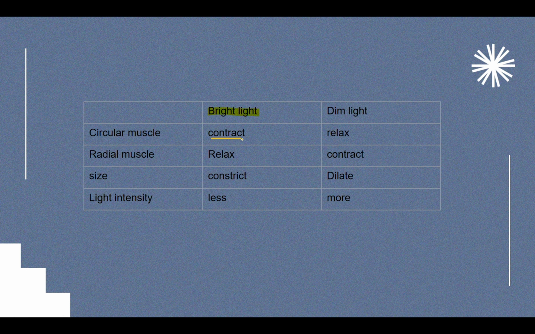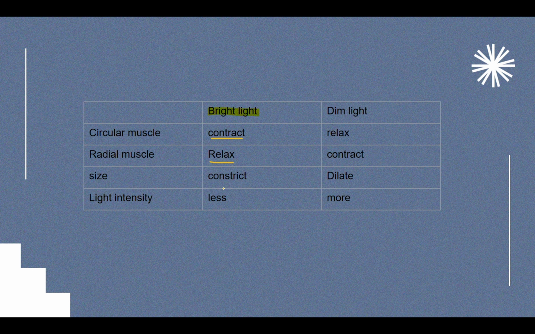The circular muscle will contract while the radial muscle would relax. And then we have the size of the pupil itself. What will happen? The size of the pupil would constrict, so it will become smaller. So if you place a flashlight into your eye, you can see that your pupil became small. Why is that? Because it is protecting your retina from damage, as bright light is too much for your retina to control, as there are a lot of sensitive receptors in there. So bright light is not good.